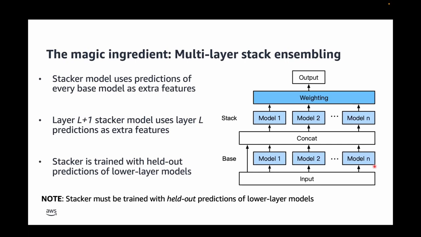What does layer L plus 1 stacking do? It takes the predictions of multiple models, the outputs of these models. Exactly. So in principle, you can repeat this process multiple times. In each layer, we take the original features concatenated with predictions from the previous layer, and this is your new feature matrix for the next layer. We'll get to this in a few slides.